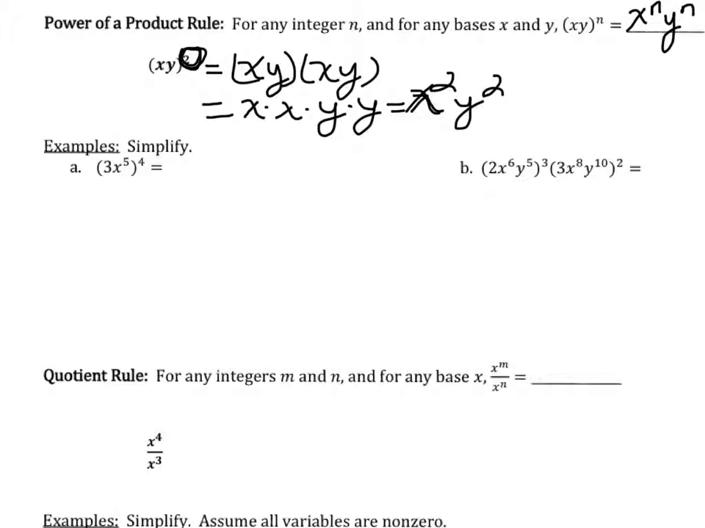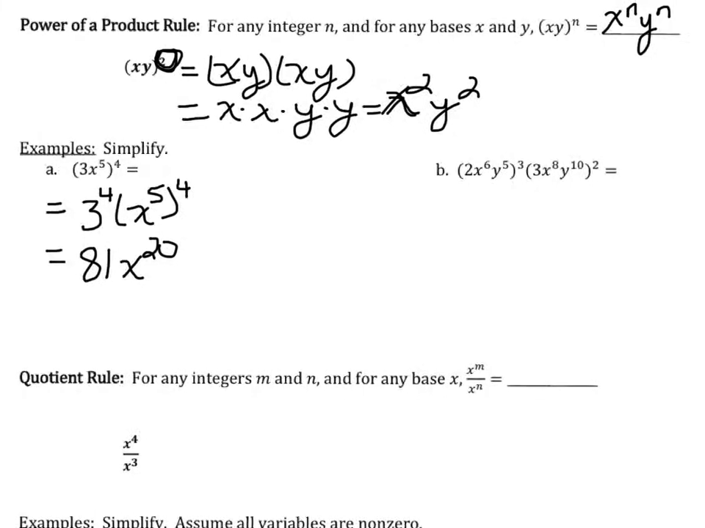And so let's look at this example here. We have 3x to the 5th. That quantity is going to be raised to the 4th power. And so if I want to simplify that, well, I've got to do 3 to the 4th power times x to the 5th to the 4th power. Of course, 3 to the 4th power is 81. And now I have a power rule up here where I have to multiply those exponents. That gives us x to the 20th power. So we'll have 81 x to the 20th.